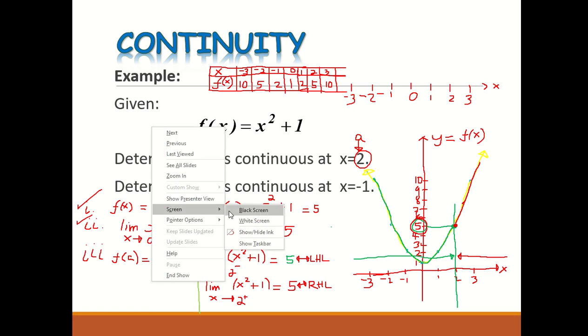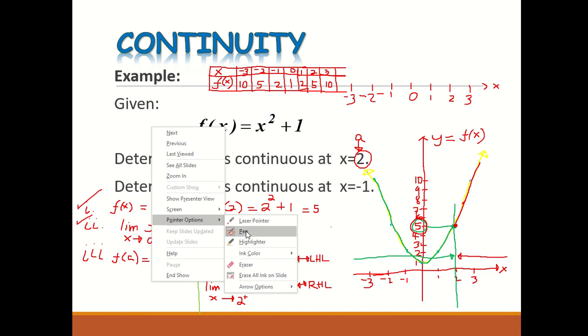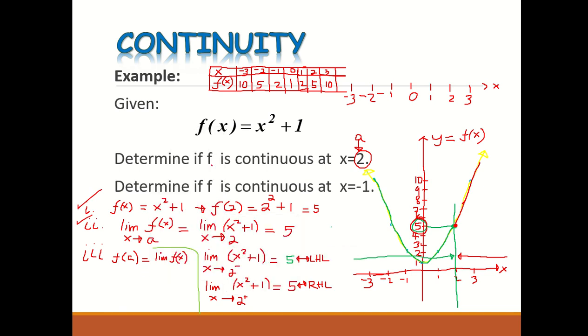So we need to see if the limit of f of x as x approaches a equals f of a. Alright, so we have solved already. F of a is equal to, what is this value? This is equal to 5, right? So in our first condition, that is equal to 5. And this one, we have also proven that it exists, and this is also equal to 5.